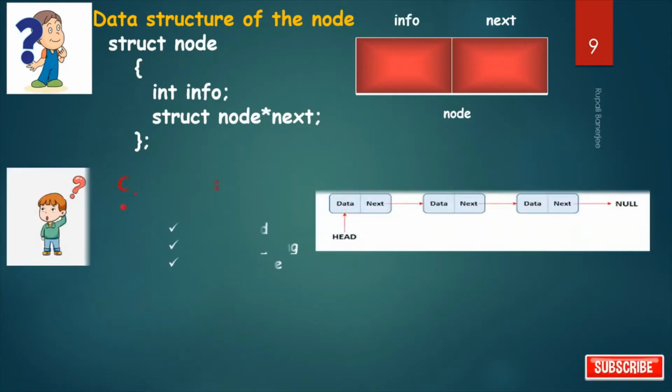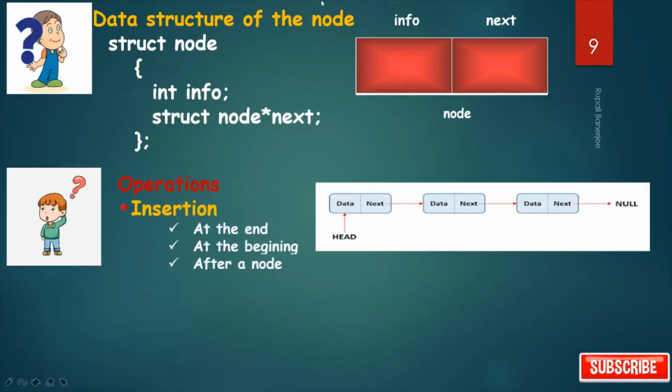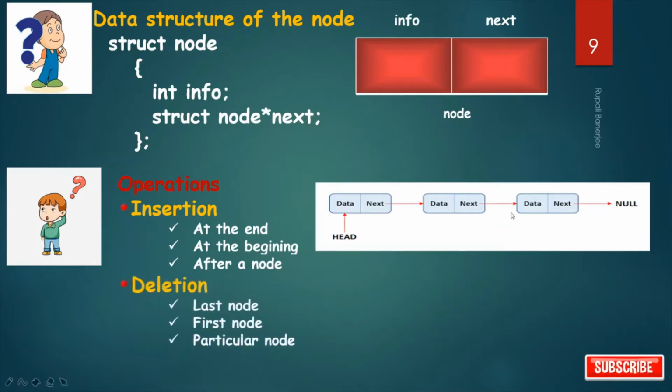There are three main operations of a linked list. First is insertion. We can insert at the end of any linked list, at the beginning of any linked list, or after a particular node. Second is deletion. We can delete the last node, the first node, or a particular node from the linked list. And third is traversing. Traversing means visiting each node exactly once so that we can print the whole linked list.